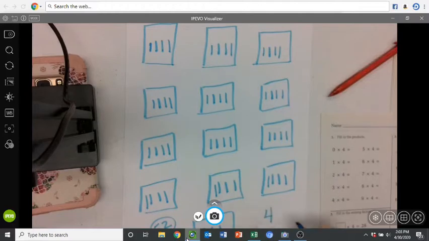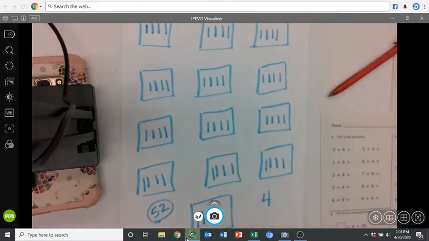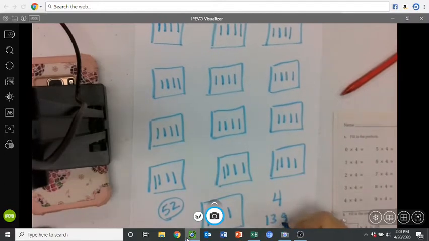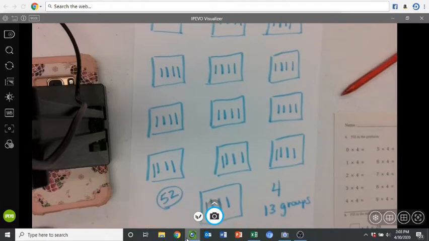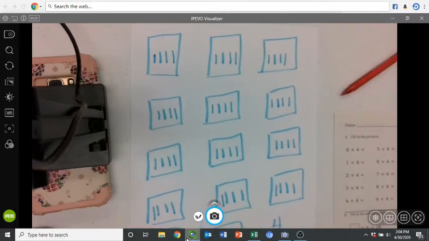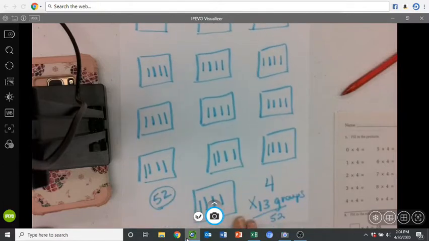That's right, I have 4 in each group. How many groups do I have? I have 13 groups. So 13 groups, and each group has 4. So what multiplication sentence do you think we could write using those numbers? We have these 3 numbers. Remember, I'm working with equal groups, so I could use my times. So 4 times 13 would equal 52.